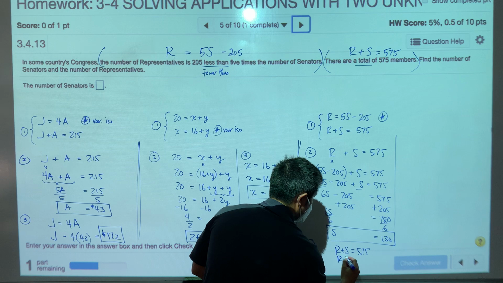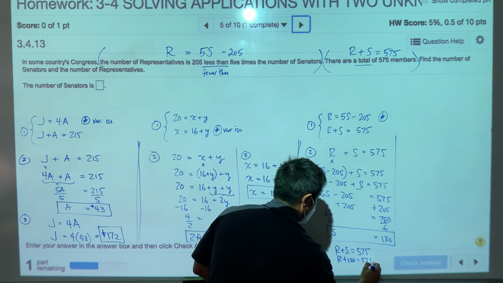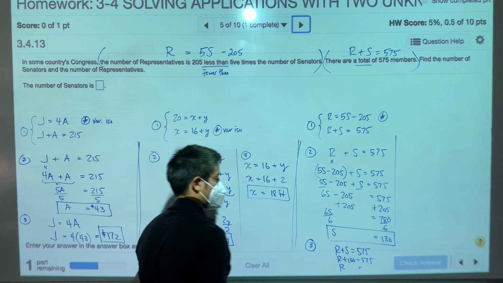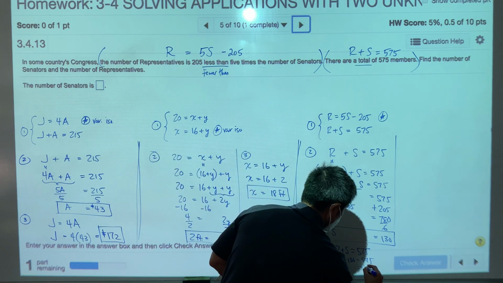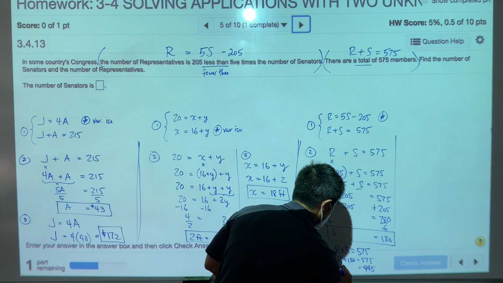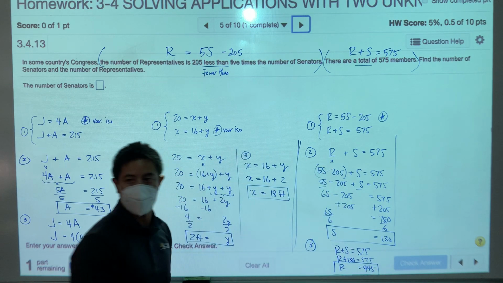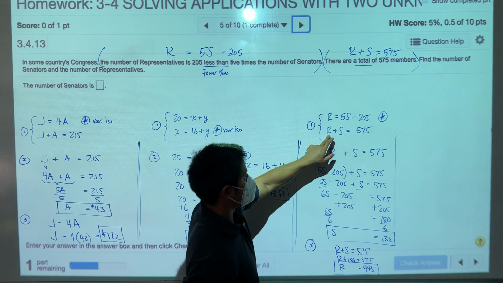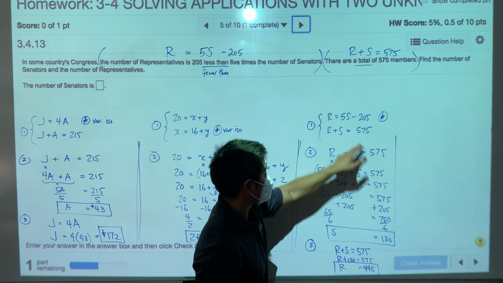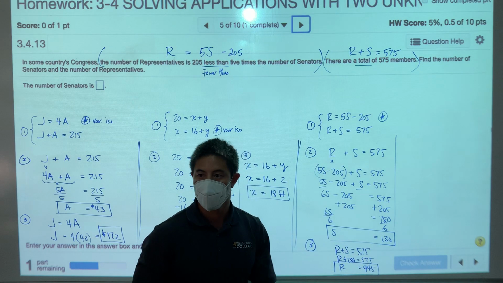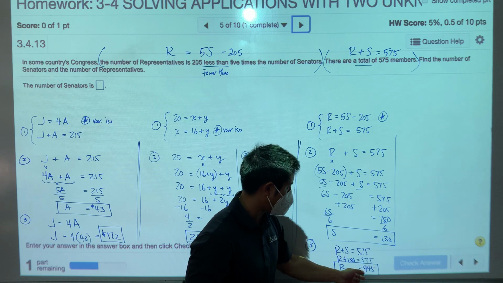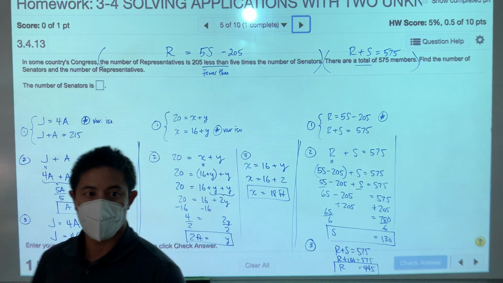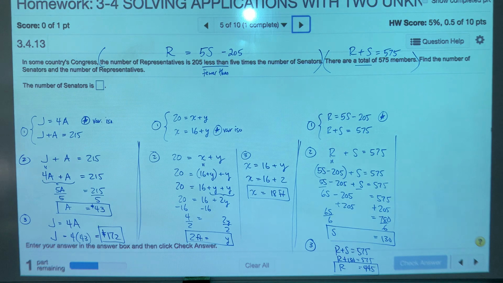So I know that R plus 130 is 575, so R is 575 minus 130, which is going to be, what, 445. Sorry, it's a little bit crammed, but hopefully you get the idea. I skipped the step where I showed the subtraction. Anybody got questions on how I got the 445? I just used this equation, plugged in the 130 for the senators, and solved it. And sure enough, 130 plus 445 equals the total 575 of people in Congress for that country.